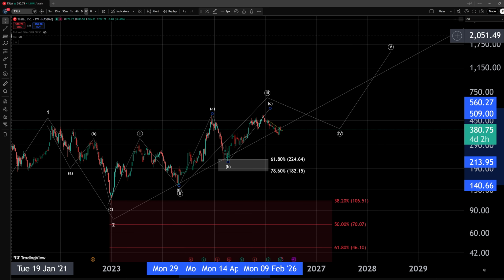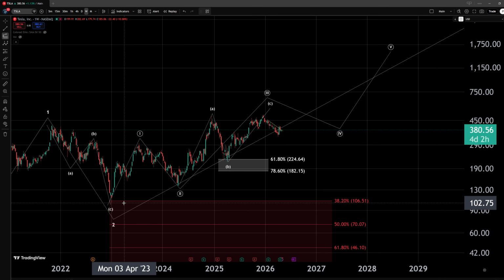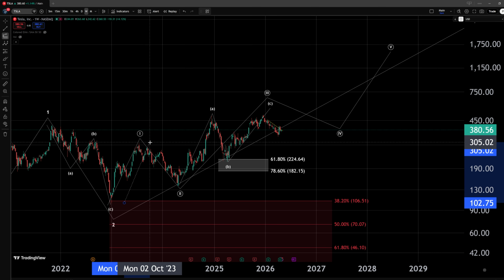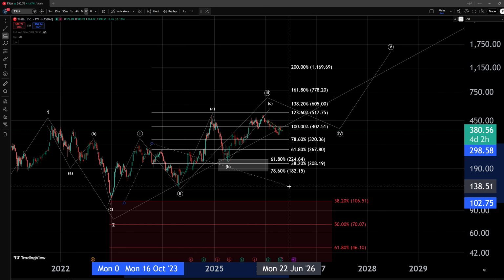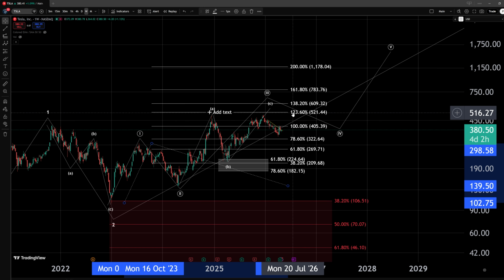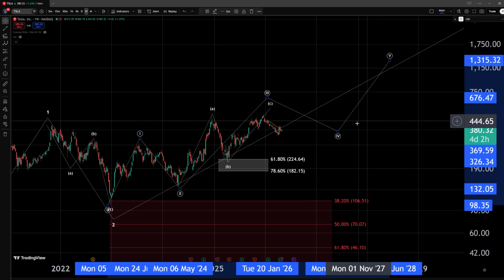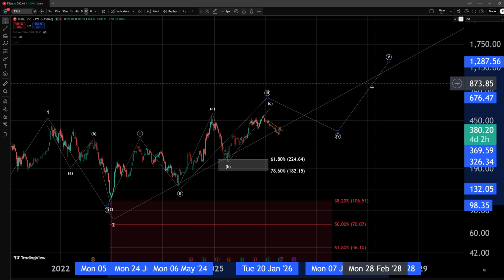Now, in this structure we can identify some targets for the larger wave 3. The ideal one sits at the 138.2% extension of the wave 1. We are not far off from it. It is at $610. And then if we manage to get there, we can have some additional trust in building a follow-up wave 4 correction before extending afterwards to even higher prices within this wave 5.